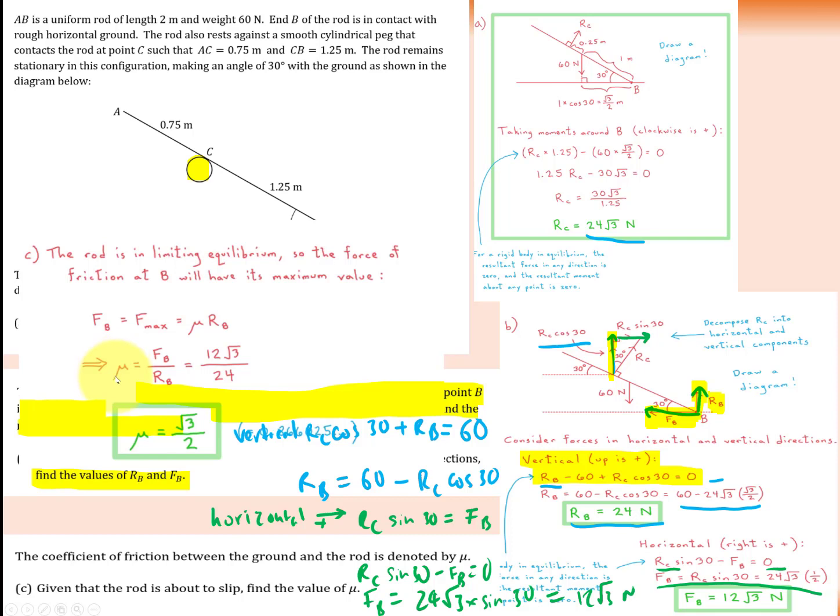And so mu is just going to be our FB that we've worked out before, divided by RB, like so, and so mu equals root 3 over 2. I'll circle that so we can see this section. Alright, apologies, this is a bit all over the place, but I just wanted to fit everything on one page. Hopefully that makes sense to you guys.